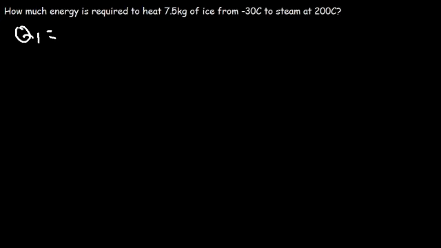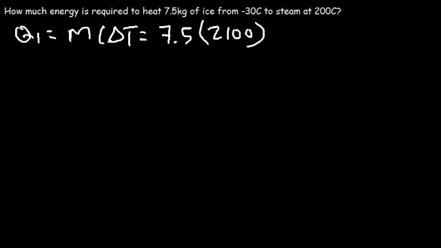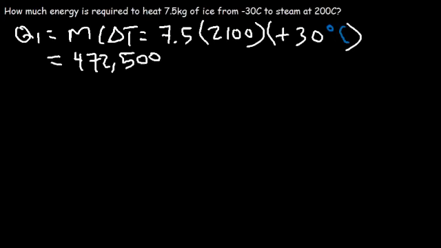Let's start with Q1. So let's see how much energy is required to raise the temperature of ice from negative 30 to 0. So we're going to use the equation Q equals mcΔT. The mass is 7.5 kilograms. The specific heat capacity of ice is 2100. And the change in temperature going from negative 30 to 0 represents an increase of 30 degrees Celsius. So this is equal to 472,500 joules.